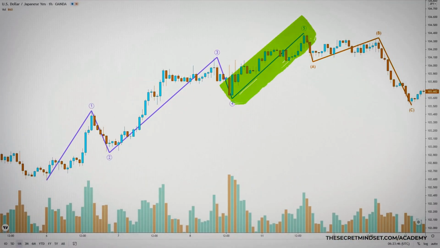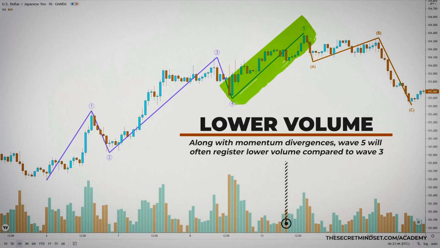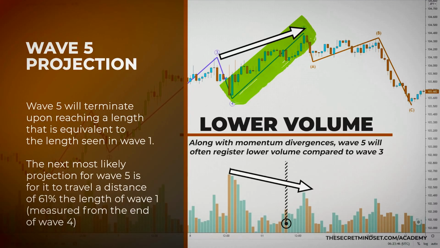Along with momentum divergences, wave 5 will often register a lower volume compared to wave 3. This is another indication that the trend is weakening, and that the profits should be locked in, as a potential reversal is imminent. In terms of how far wave 5 will travel, well, wave 5 will terminate upon reaching a length that is equivalent to the length seen in wave 1.